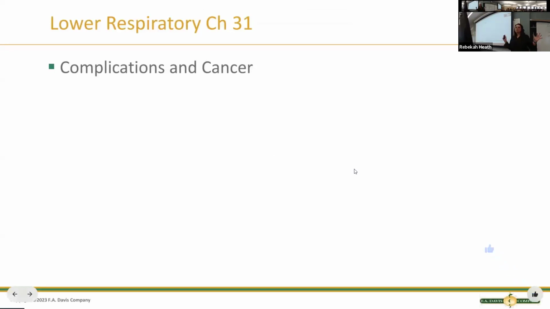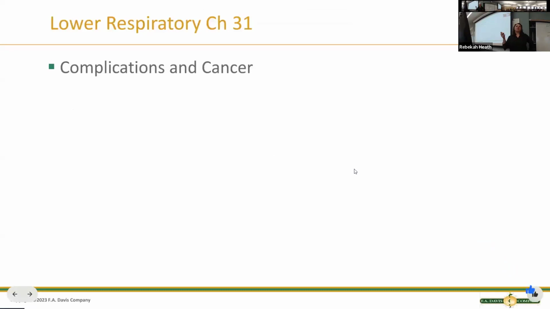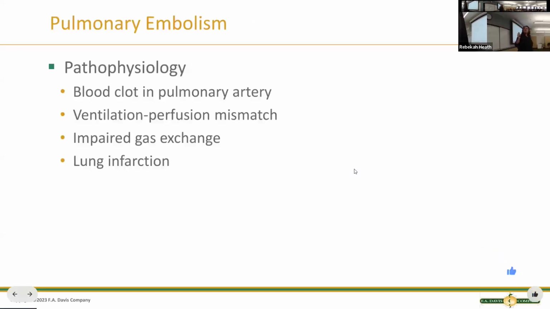All right, so complications and cancers. Just breaking it up, we're not going to talk a whole lot about cancers. Really, it's more about the complications that can happen with respiratory issues. So we talk a lot about pulmonary embolisms. We're talking about planning care for patients, especially as you go to acute care or long-term care for your clinicals, because these patients aren't moving around a lot and we're always concerned about a pulmonary embolism.